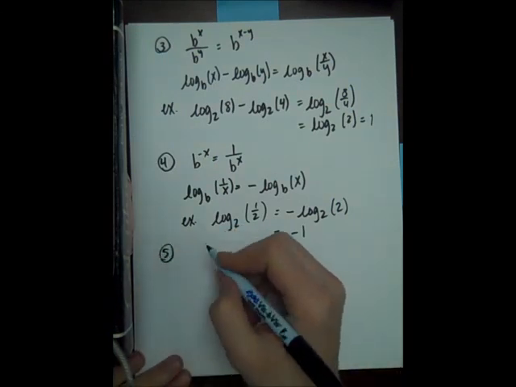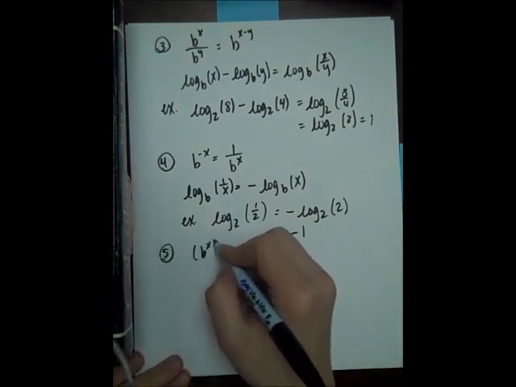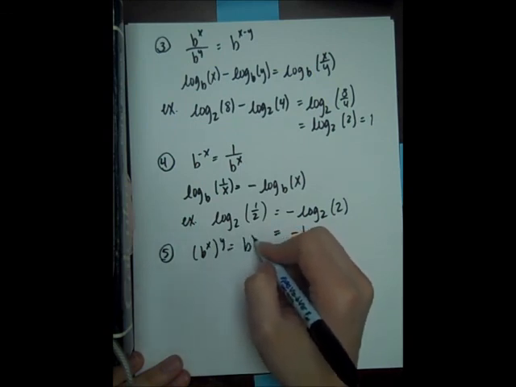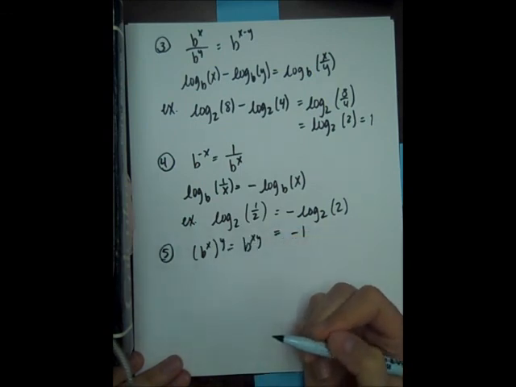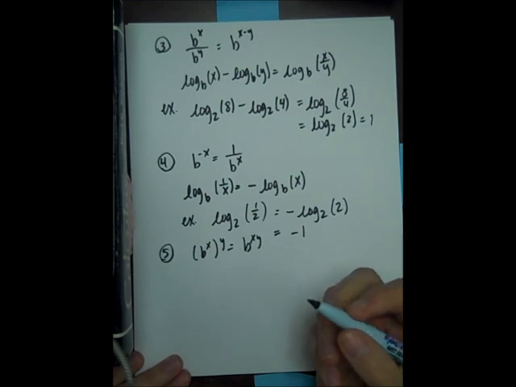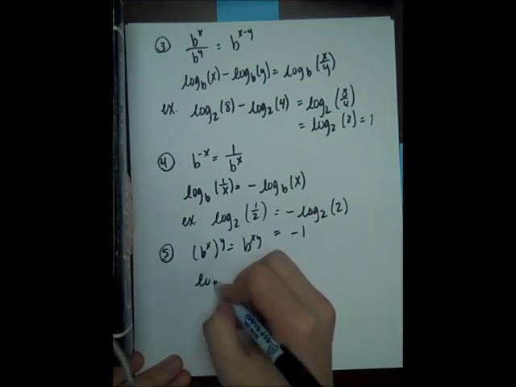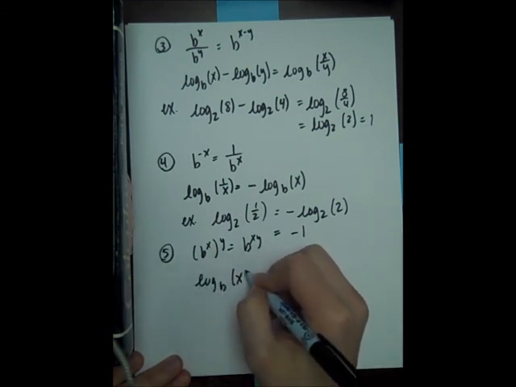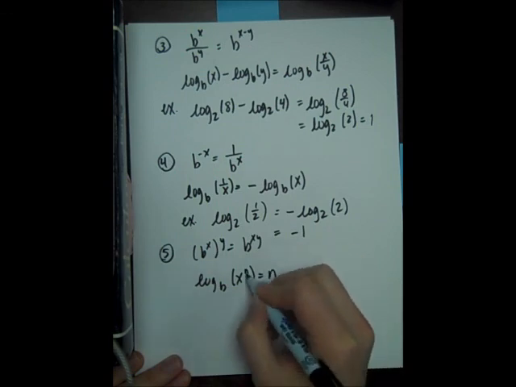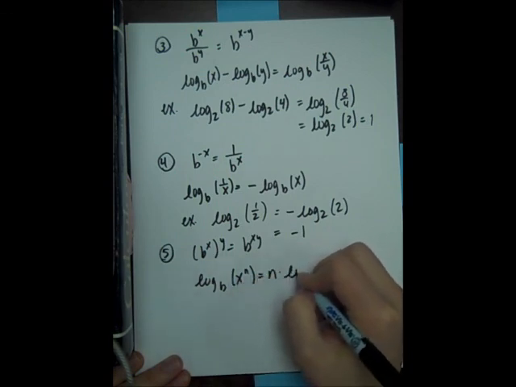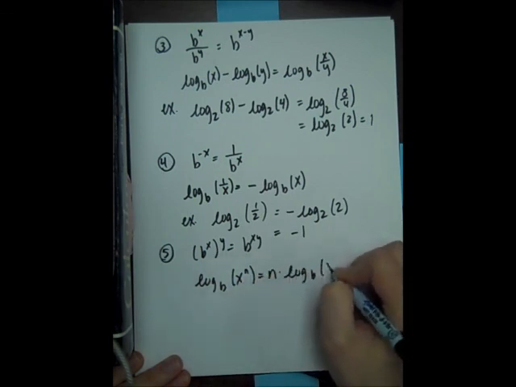My fifth property, if you remember, was b to the x to the y is b to the xy. What I get from this one is log base b of x to the n. I can bring this exponent out front, so this is n log base b of x.